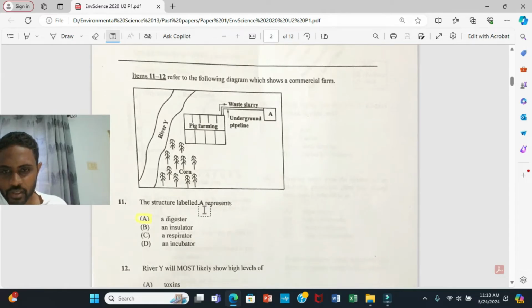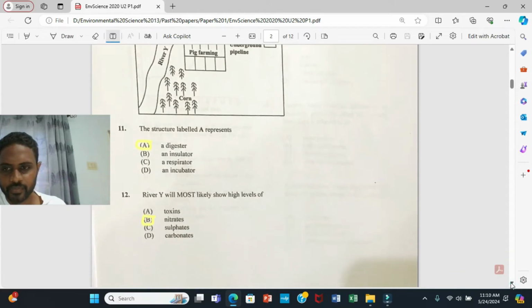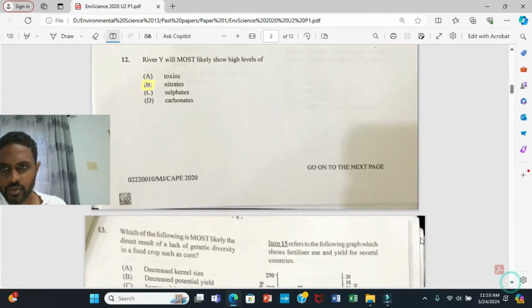Number 11, the structure labeled A represents, the answer is A, a digester. Number 12, river Y will most likely show high levels of, the answer would be nitrates, guys, because in animal manure like pig waste, you'll have a lot of nitrates, which are nitrogens, right? And nitrates are very soluble in water, so it will dissolve easily.